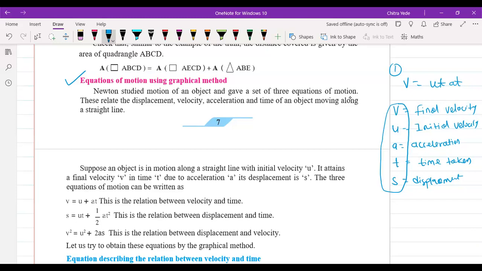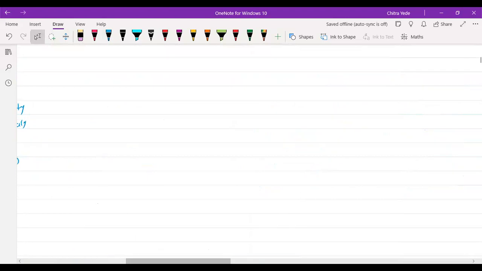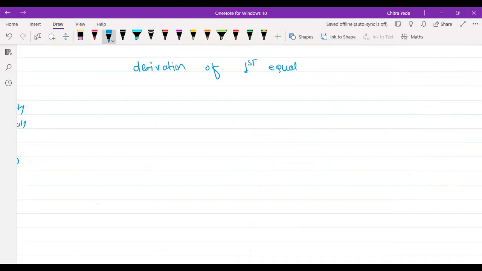Understood? So now we will learn how to derive these equations. We are going to derive the first equation of motion. I am writing here the derivation of the first equation of motion. We know the first equation of motion is V equals U plus AT, and we have to derive that.